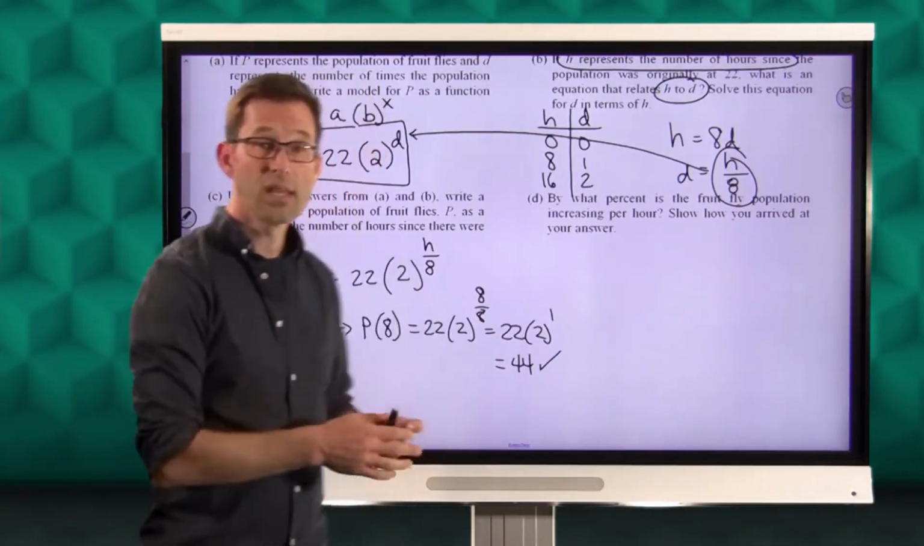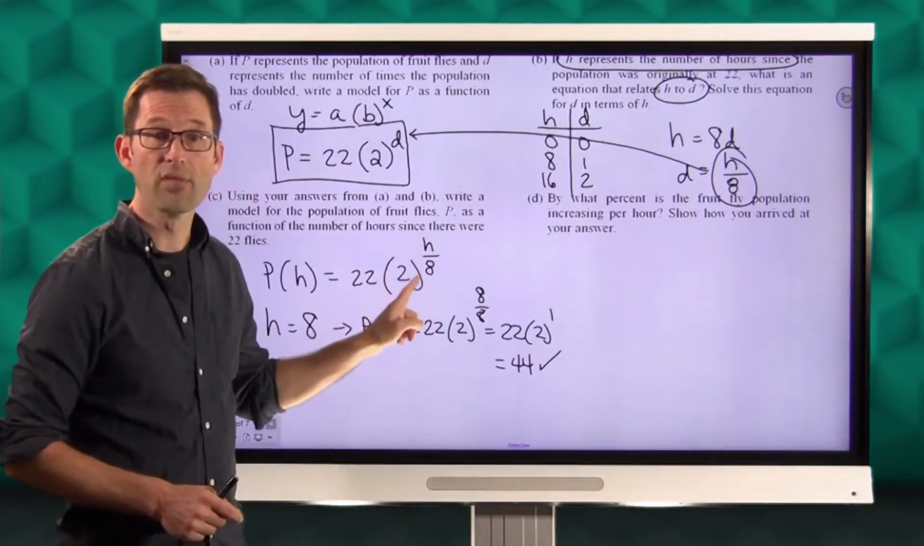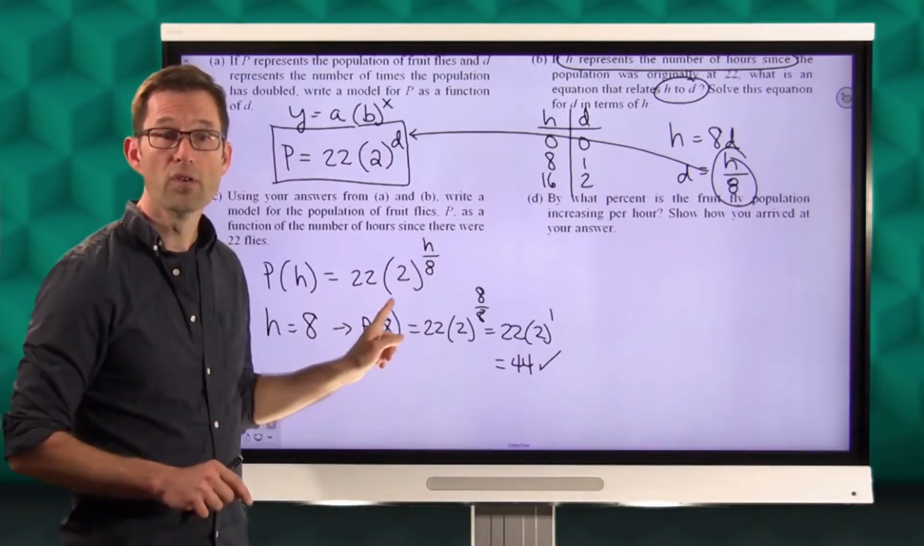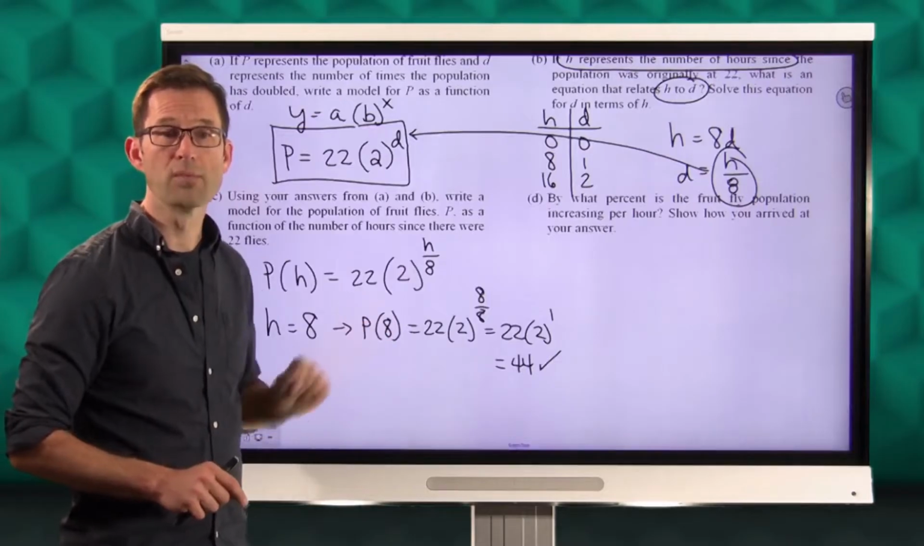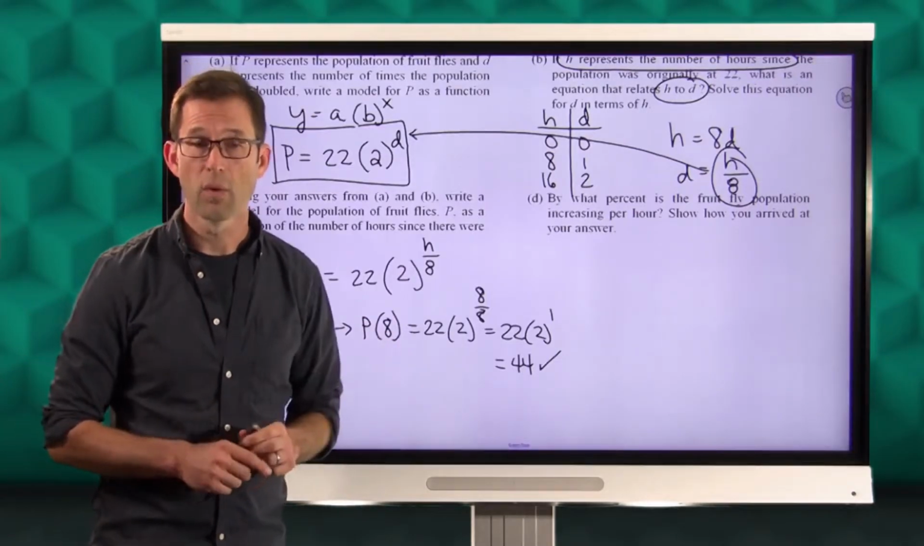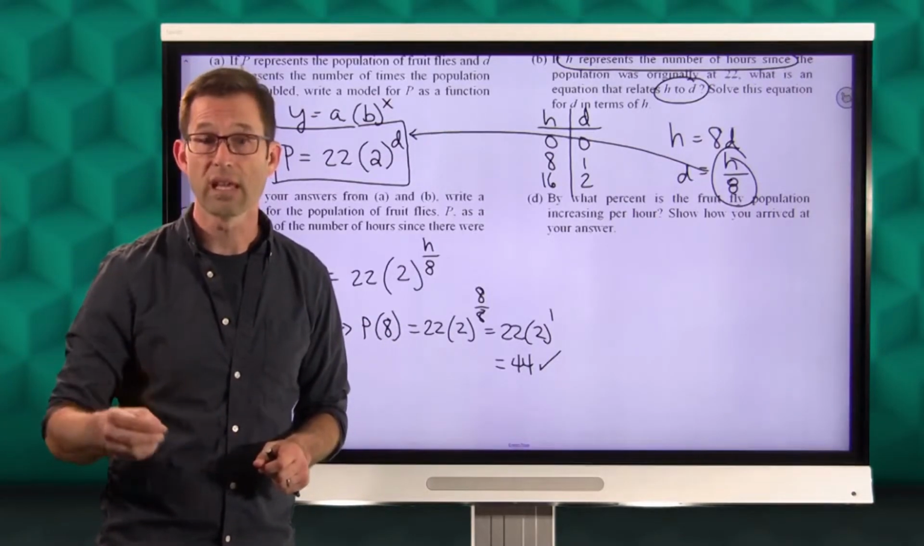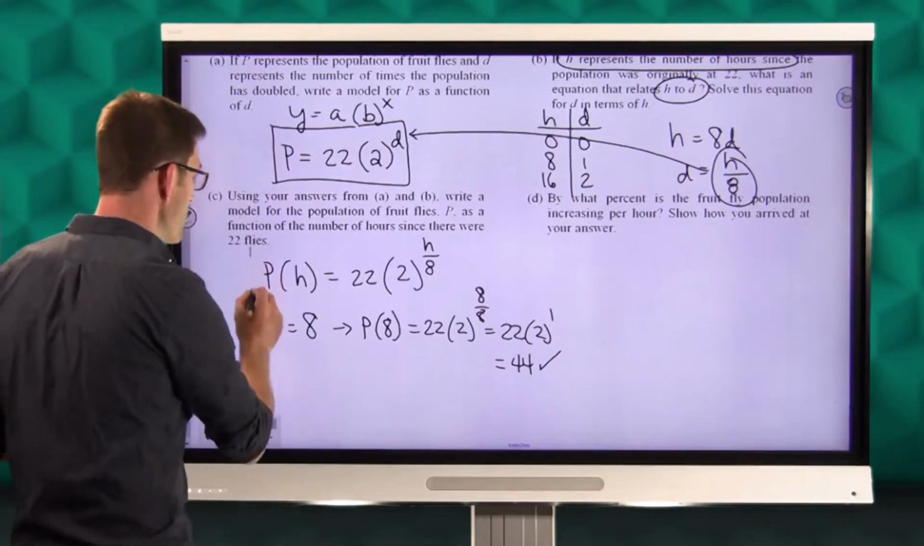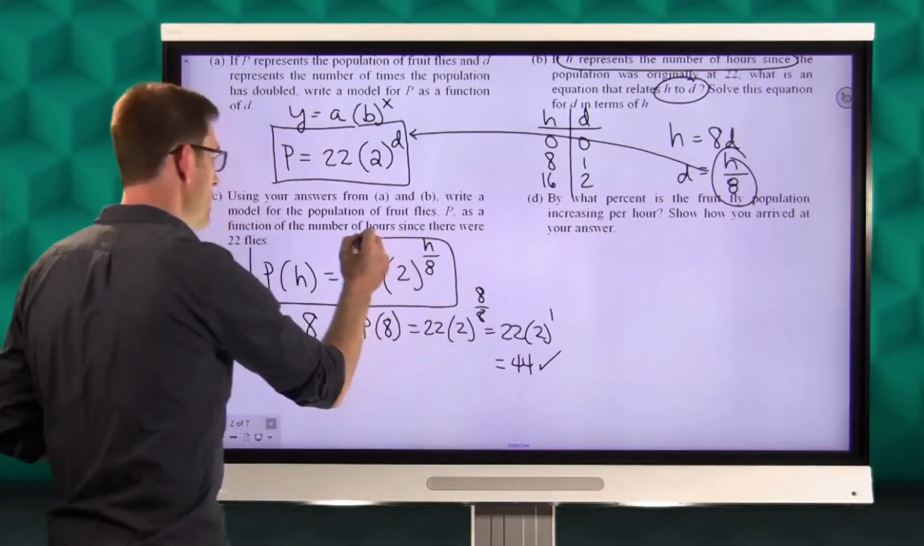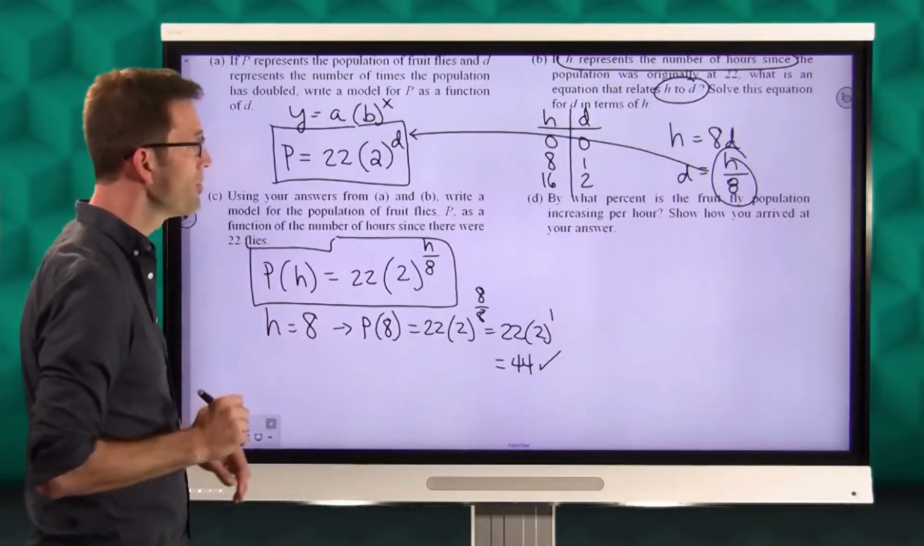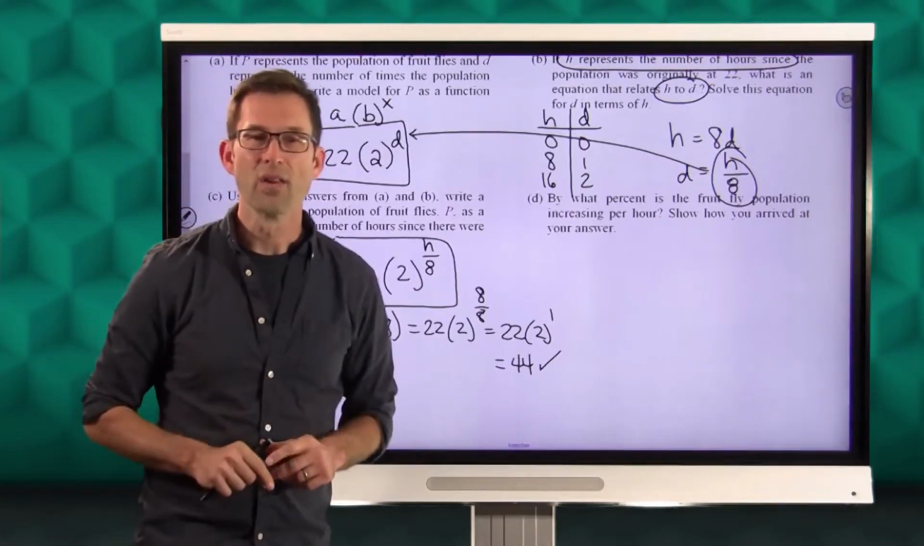And if I put 16 into this function, I'd get 16 divided by 8, which would be 2. 2 squared would be 4. 4 times 22 would be 88. We would have quadrupled after 16 hours. But this is ultimately what we want to be able to do in the type of problems we're working on today. Now let's take a look at letter D.